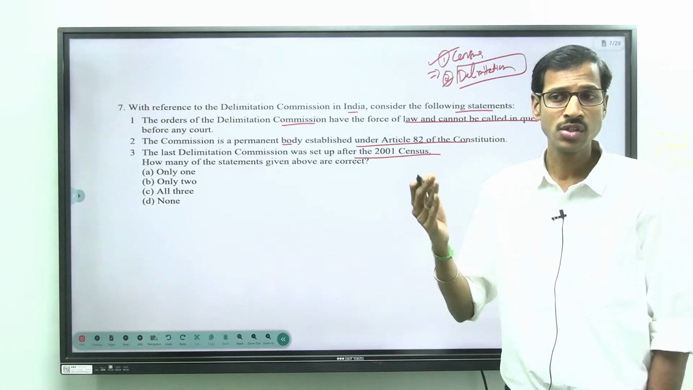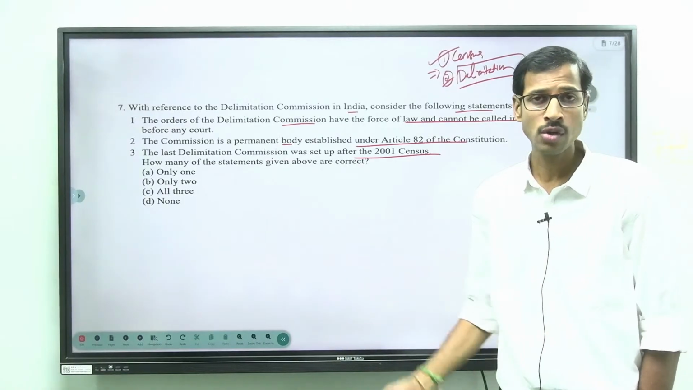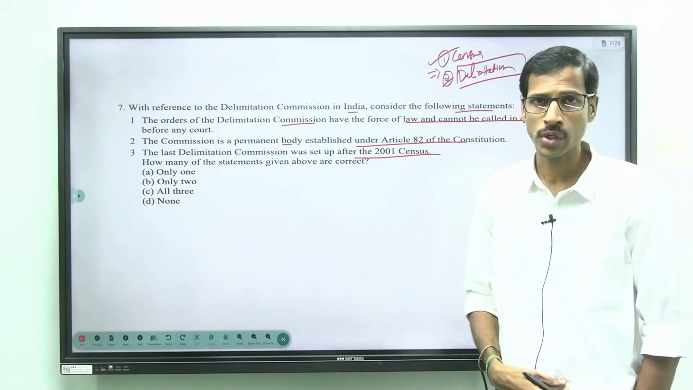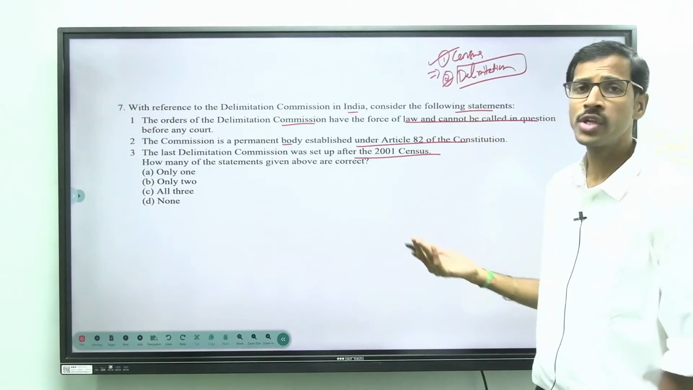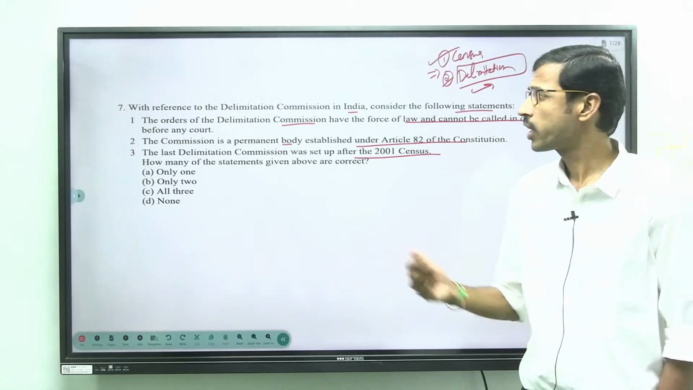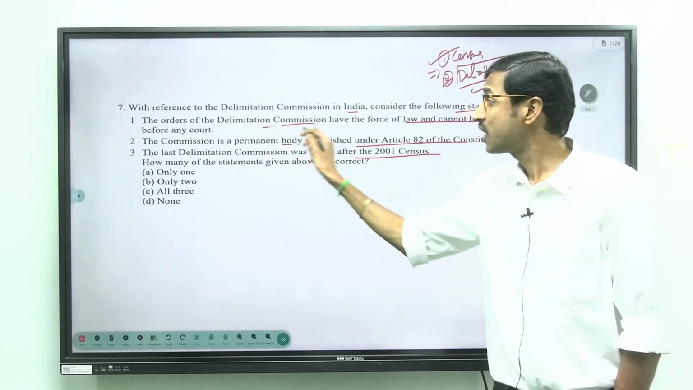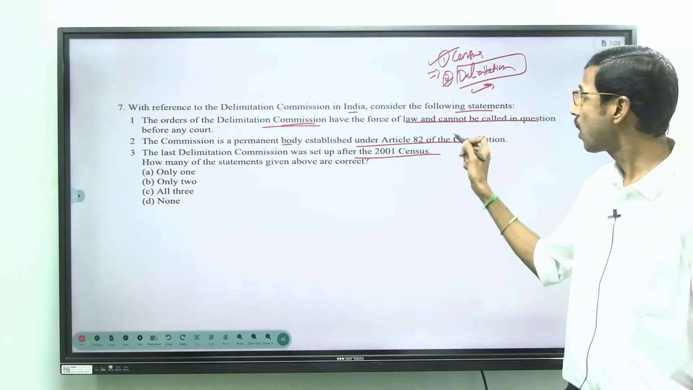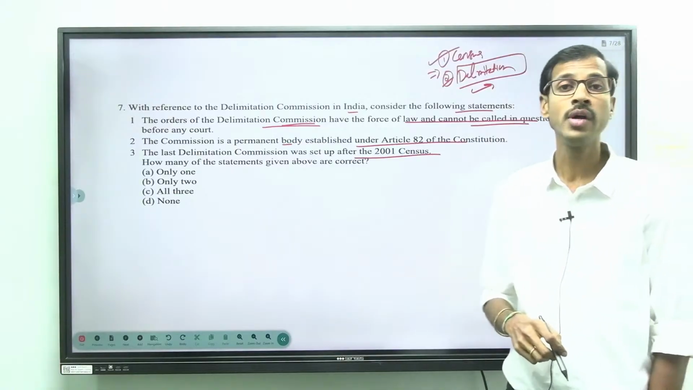That is just dividing the constituencies based on the population and geographical territory, right? So this is a very important process. The orders of the Delimitation Commission have the force of law and cannot be called in question before any court.